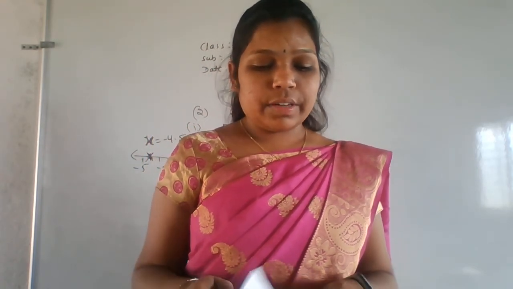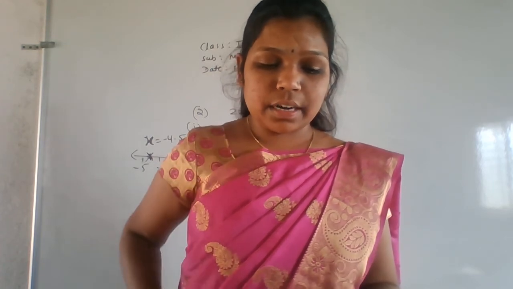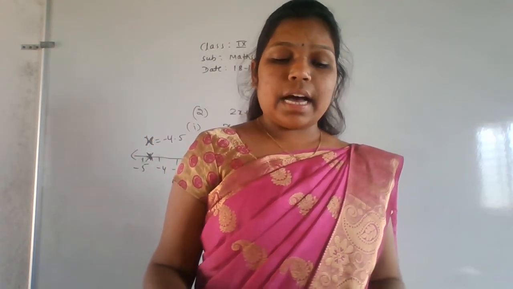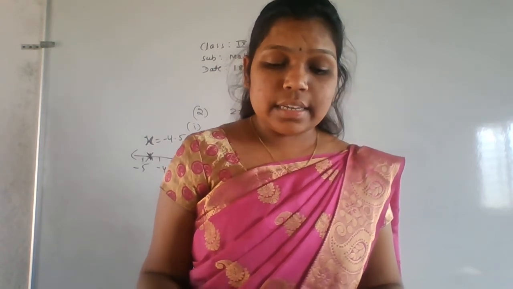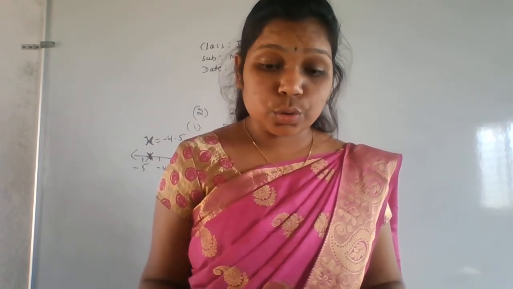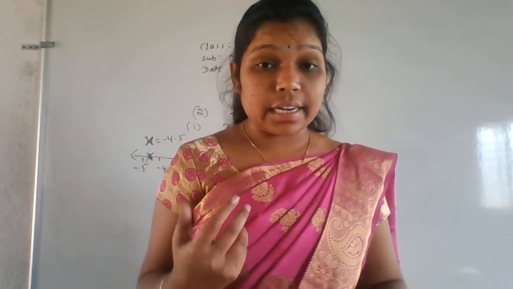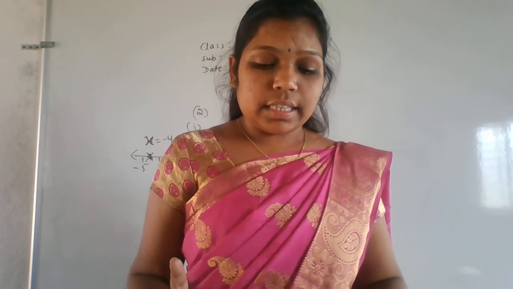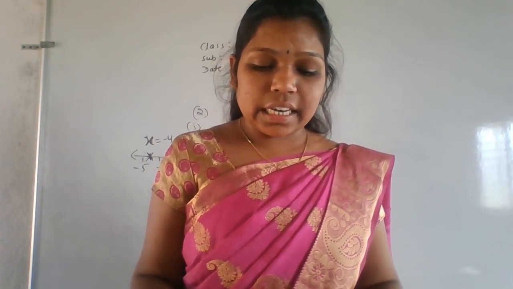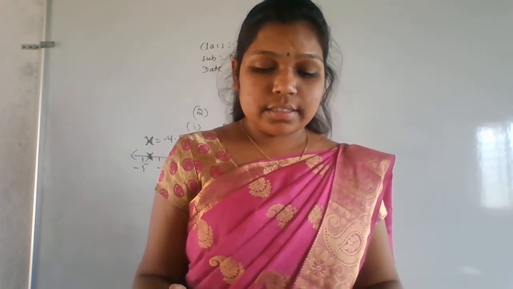So we have even completed this chapter. What summary have they given? Read it yourself. An equation of the form ax plus by plus c is equal to 0, where a, b, c are real numbers such that a and b are not both 0, is called a linear equation in two variables. A linear equation in two variables has infinitely many solutions. The graph of every linear equation in two variables is a straight line.